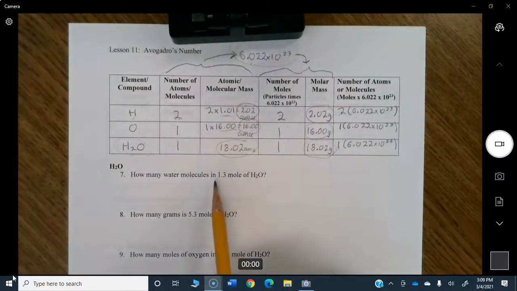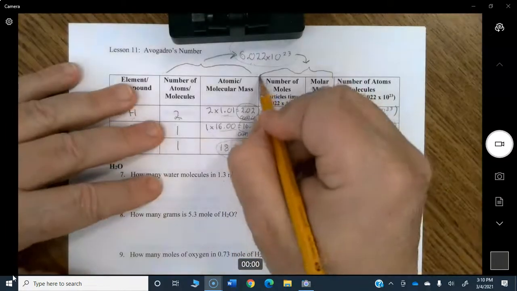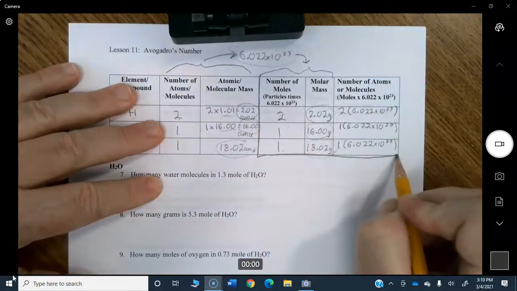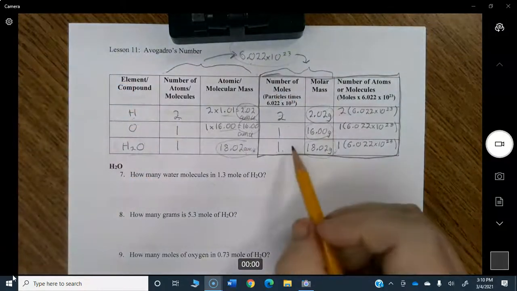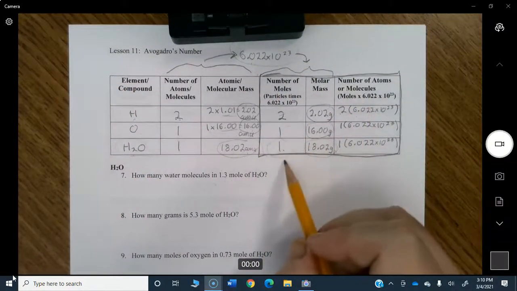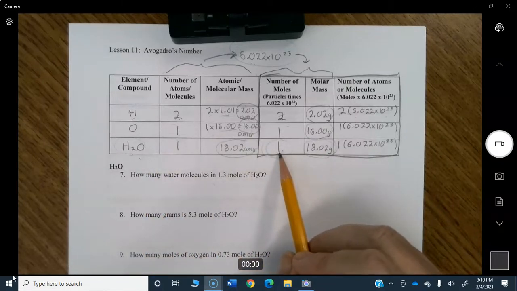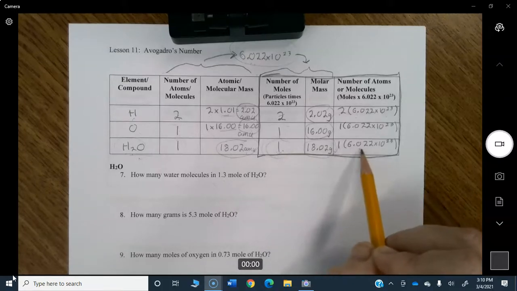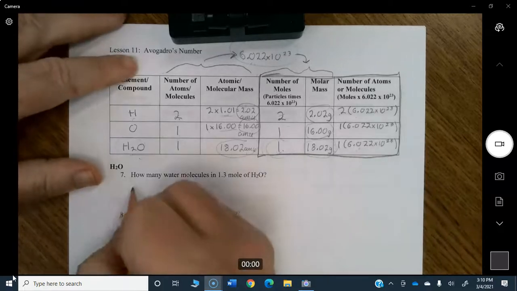So how many water molecules in 1.3 moles of H2O? So in 1 mole of H2O, again, these are the columns we're really interested in. These last 3 columns. So I put a box around them. So everything is referenced to making 1 mole of water. So if we want to know about 1.3 moles of water, we would multiply that by 1.3, and then we'd also multiply this by 1.3. As far as I'm concerned, you don't have to actually do the calculation, just show how the equation would look. So I'll write it like this.